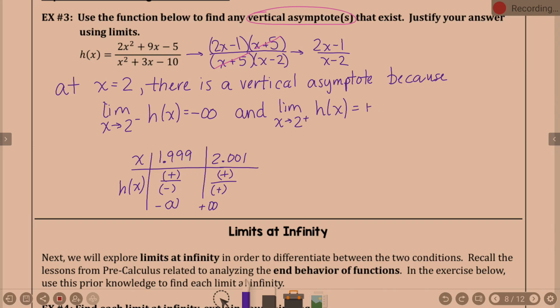That's our answer. And that's just an indication of using appropriate language, proper language. That's officially how you can state it, is showing those two limits. Showing that they either both approach positive infinity, negative infinity, or opposite infinities. Okay?